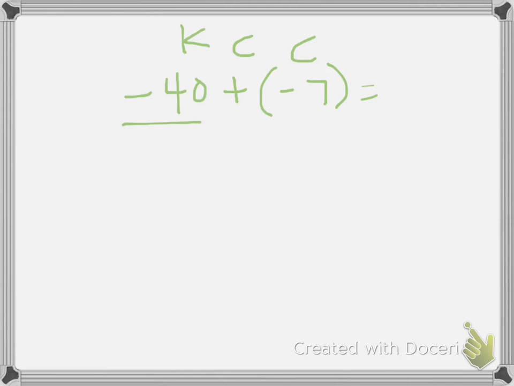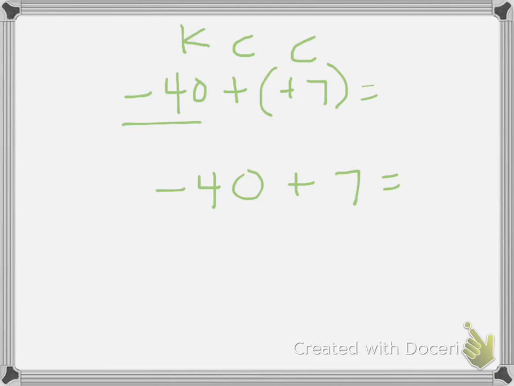With subtraction, we want to use what's called the additive inverse. The way that your teacher taught you to remember this is keep, change, change. Keep the first number, change subtract to add, and change the sign of the second number. It's currently negative, so I want to make it positive. So that means I'm going to do negative 40 plus a positive 7.